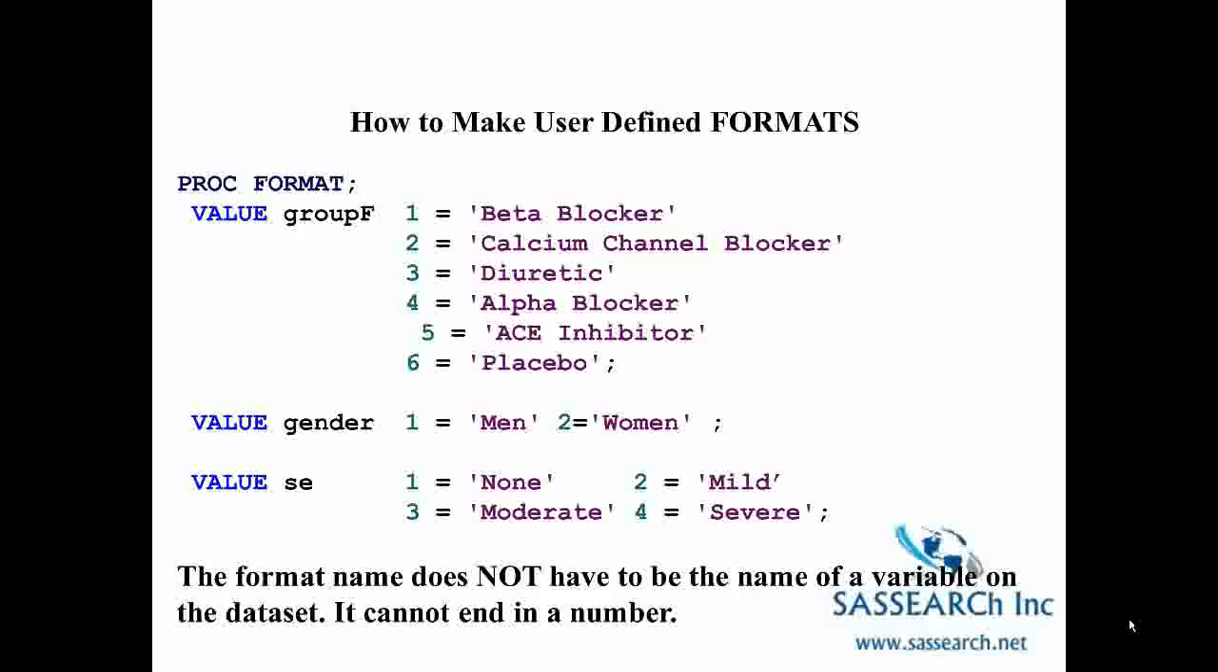So here we are creating a format for treatment group where 1 equals beta blocker all the way down to 6 equals placebo. And then we've created a format called gender where 1 equals men and 2 equals women. And finally we're creating a format SE for severity of a health condition where 1 equals none, 2 equals mild, 3 equals moderate, and 4 equals severe. So we create our formats in the proc format procedure.